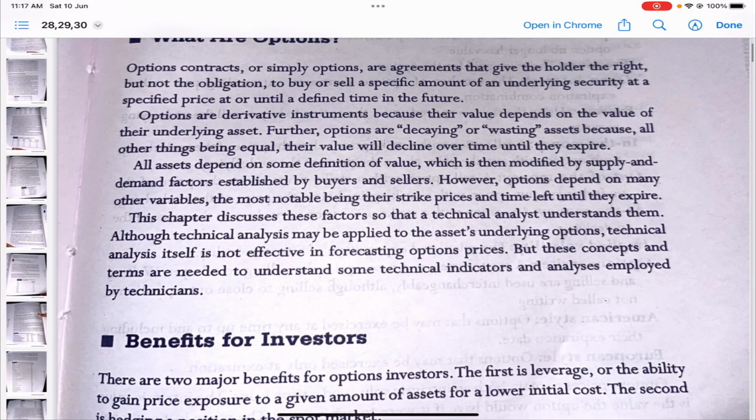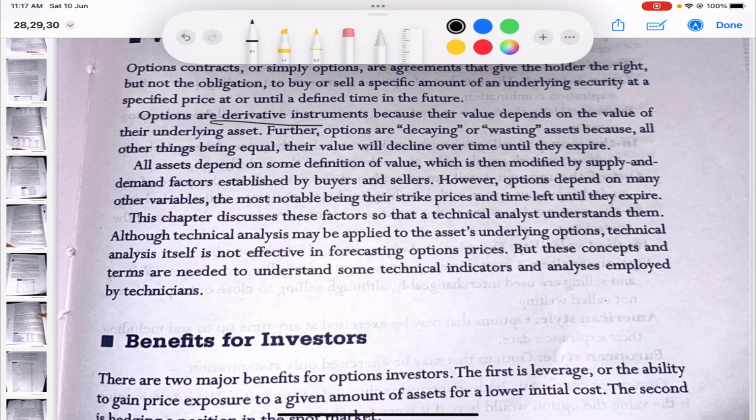Okay, so options are derivative instruments. Again, we have discussed multiple times that futures and options are derivative instruments, and options are decaying in nature. There is an expiry date for options. When options reach the expiry date, they decay. So there is something known as theta, or time value. We will be discussing that further on. The value of the option reduces or decays along with time. All other things being equal, the value will decline over time until they expire.